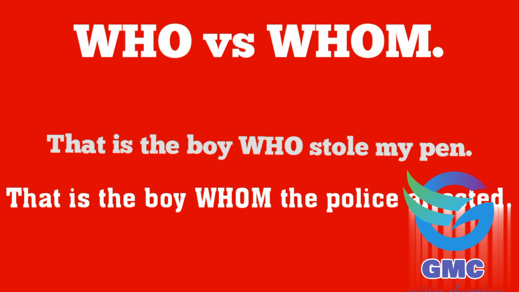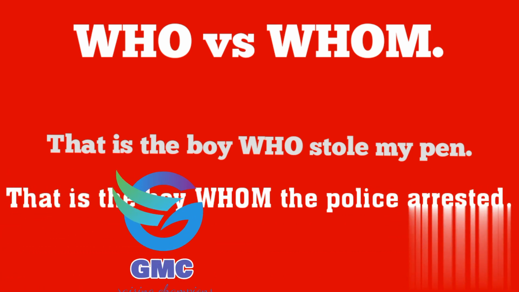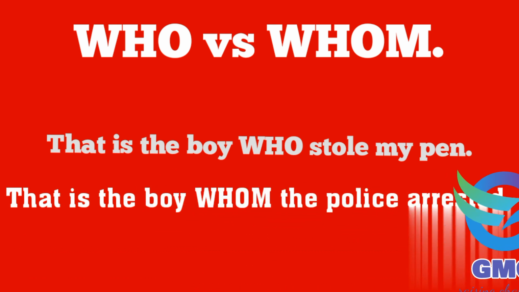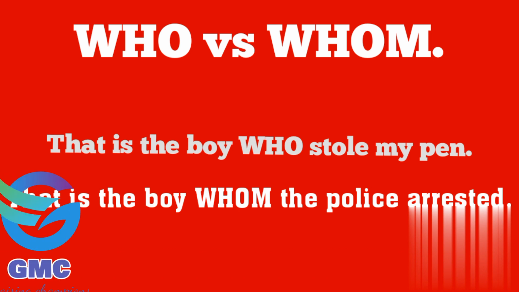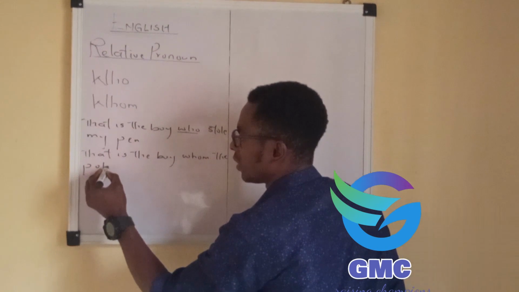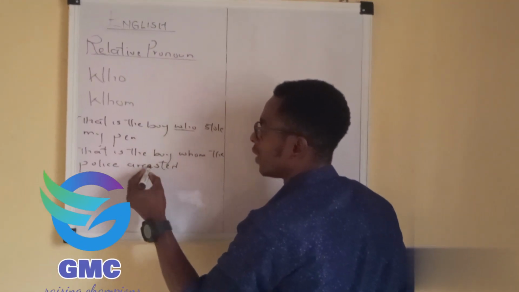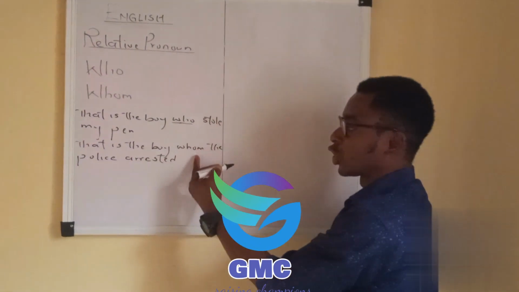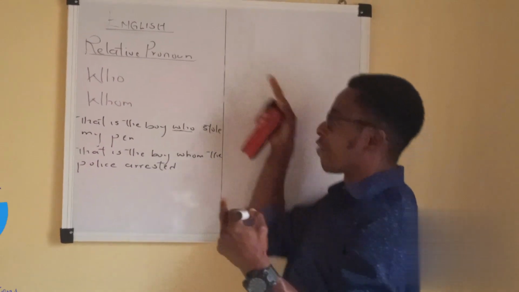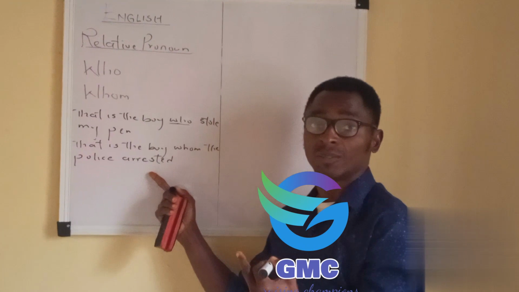But in this case, I could say that is the boy who the police arrested. Now the boy is not performing an action here, but is receiving an action. The police perform an action on the boy, so the boy received the action arrest.